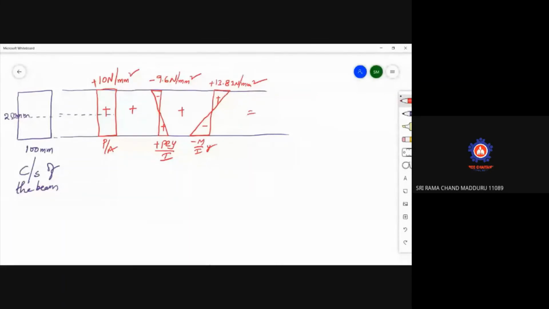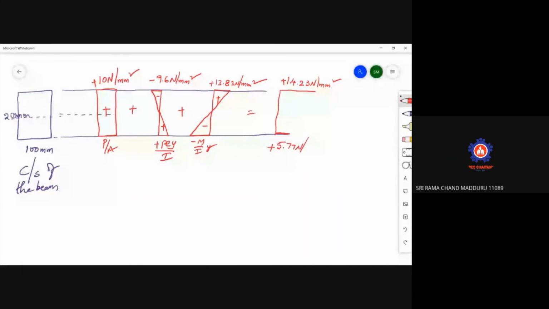So if you draw the resultant stress distribution, what is the value you got here? At the top fiber, what are the stresses? 14.23, I think. So this is 14.23 Newton per mm square, and the value is positive. What is the next value? Bottom fiber, 5.77. How much? 5.77. Right. So this will be 5.77 positive. Remember that one. You should say plus 5.77.